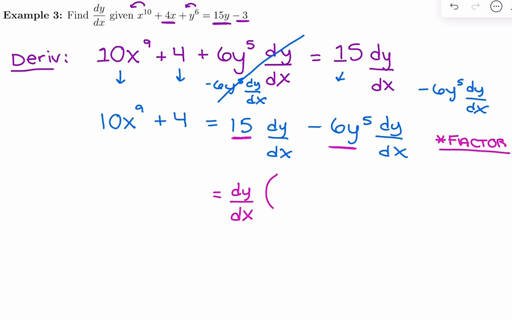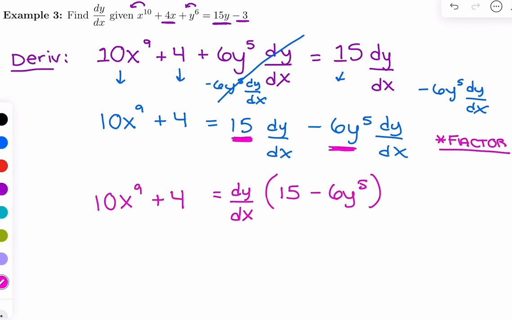This is like our nicest factoring in all of calculus, though. What we have for our factors are whatever those coefficients were. So dy/dx was multiplied with 15 for that first term, and the second term it was multiplied with a minus 6y to the 5th. On that left side, I'm going to keep that 10x to the 9th plus 4, and on the right side we have dy/dx factored out so we can get it by itself, and it was multiplied with a 15 and a minus 6y to the 5th.